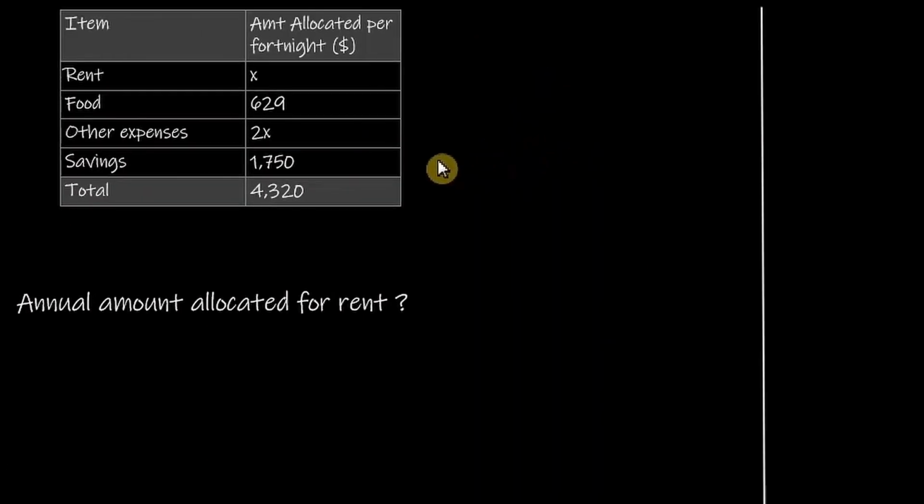So in question 1b, we're given a table, and what the table is showing is the fortnightly allocation of wage received by a lady called Irma. So let's write her name down. Her name is Irma. Now Irma, each fortnight, and let's just recall that a fortnight is equal to 2 weeks. So let's just write fortnight is equal to 2 weeks.